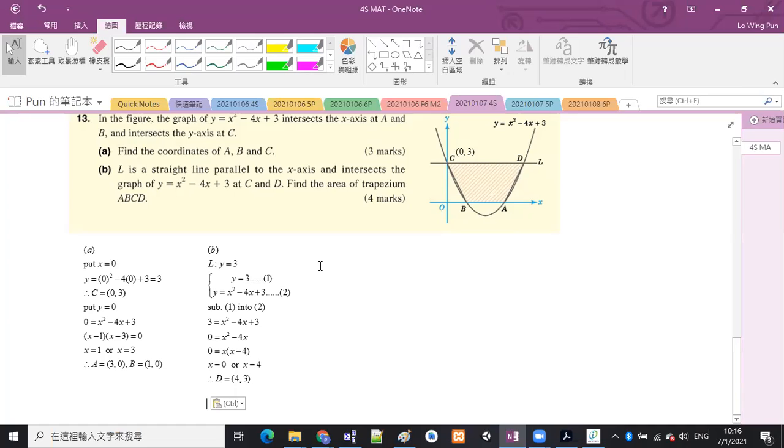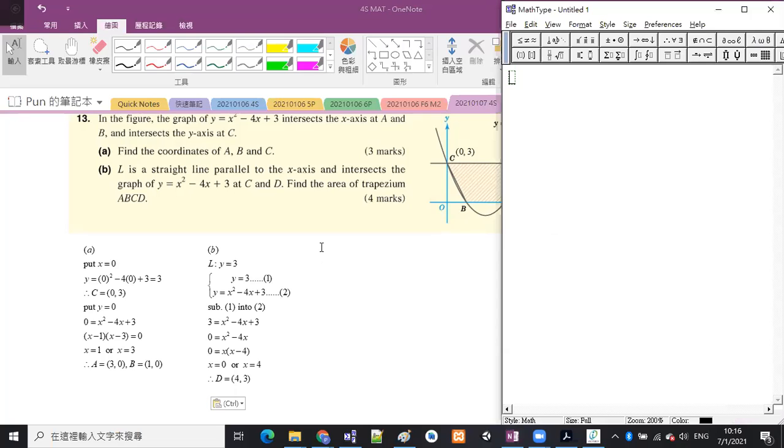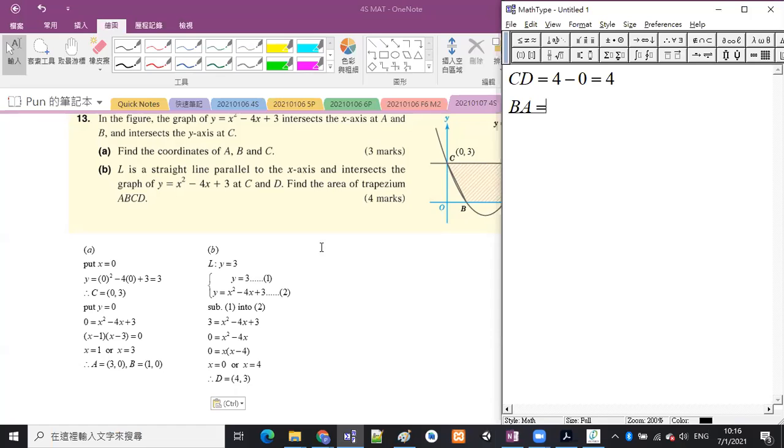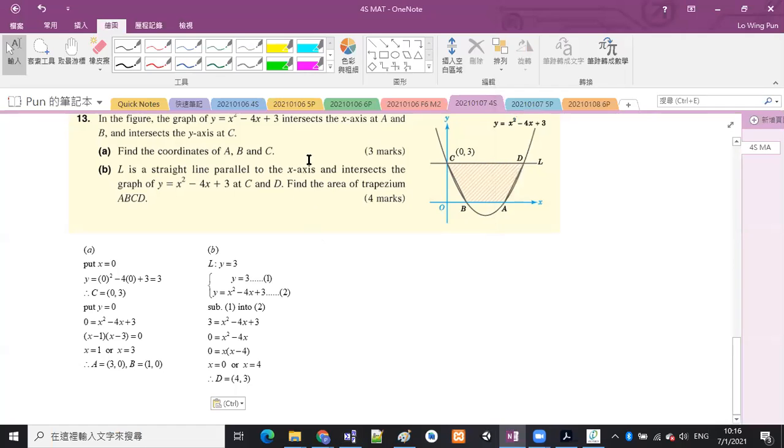Upper base plus lower base times height divided by 2. Okay, so what is the upper base here? We are going to use CD as the upper base. Okay, the length of CD should be equal to 4 minus 0, right? So that is equal to 4. And then the lower base should be BA. Can you see this? BA is the lower base. Okay, and then the length of BA should be 3 minus 1, that is equal to 2. And what is the height? The height should be here.